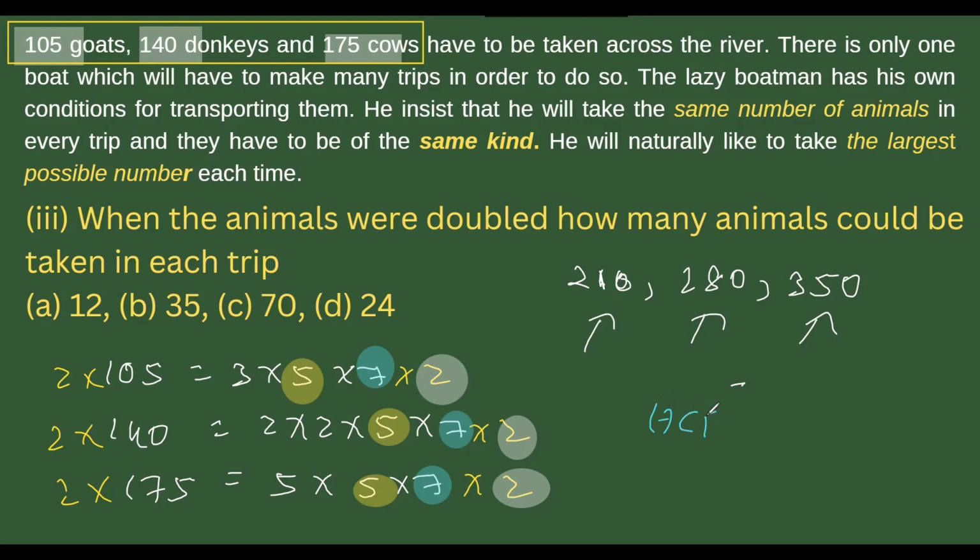So we can say now the HCF is going to be what? The new number of animals that can be taken in the trip will be 2 into 5 into 7. 2 into 5 is 10. 10 into 7 is 70. So this will be the number of animals. I can see we have an option over here. So 70 is the correct answer in this case. So let's move to the next part.